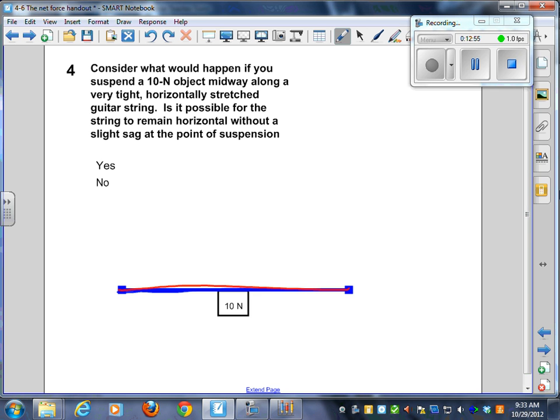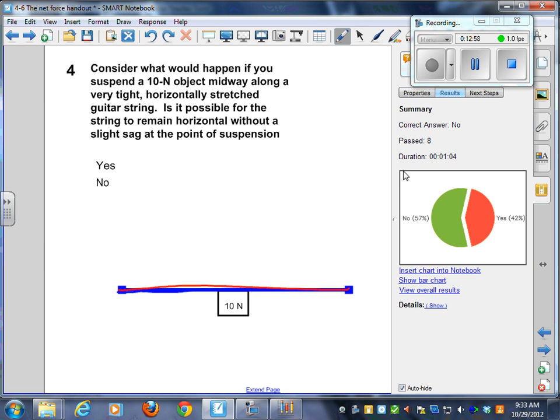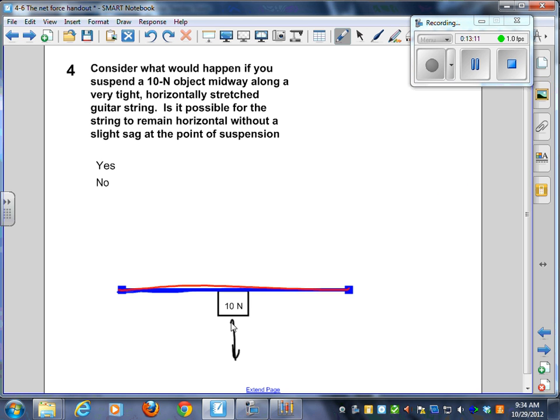Do you see your answer? The answer is no. It is not possible to remain horizontal. Not possible. Even if it's only 1 Newton, okay? If I've got 10 Newtons down, then I have to have 10 Newtons up. And the only way to have any up is if there is an angle. There must be an angle.